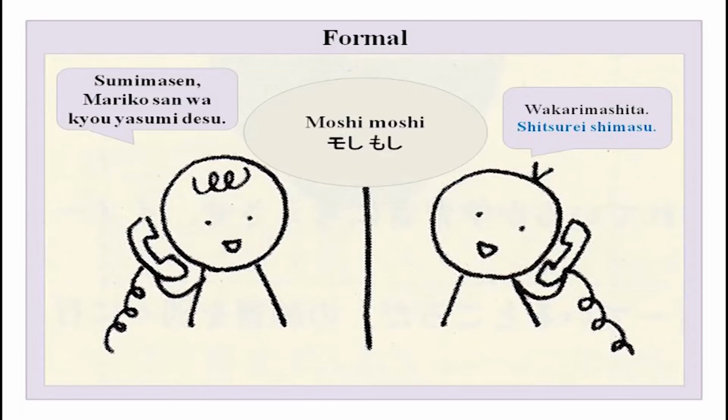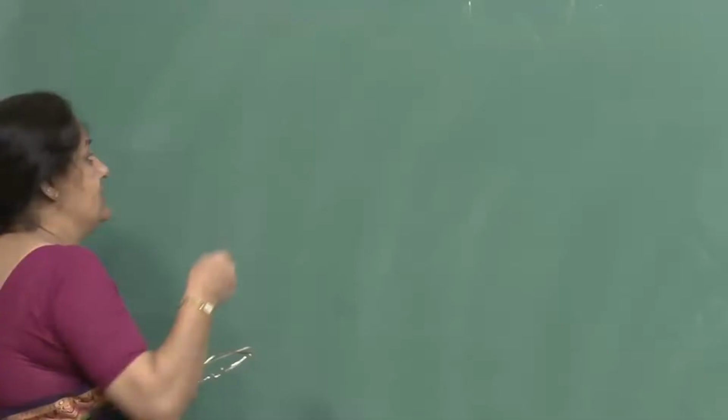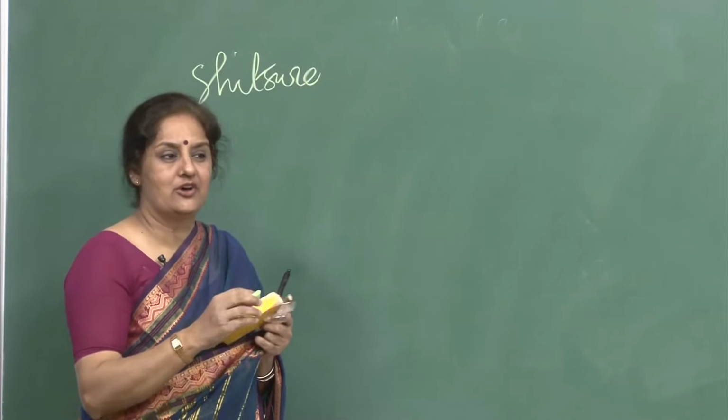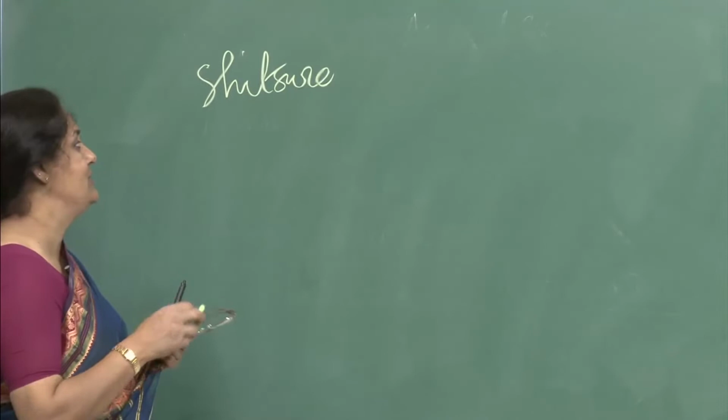Wakarimashita. And then something else is given over here in blue, which is shitsure shimasu. Well, shitsure shimasu has a lot of meanings. Just shitsure means I'm sorry, I'm leaving, or I'm sorry, I'm late. Any of these meanings could be there.